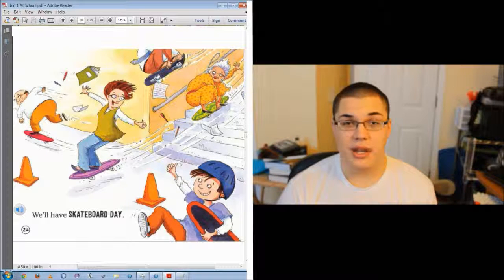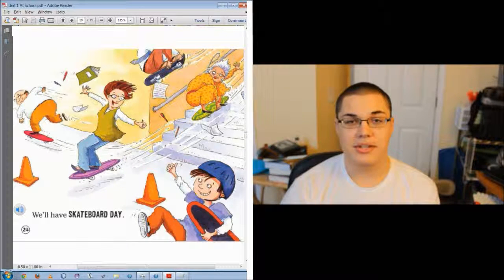What are the student and all the other people doing in there? Well, they have a skateboard. And if we read the passage, we can see what the student wants. The student wishes for a skateboard day. Very good. Now, let's go on to the next picture.